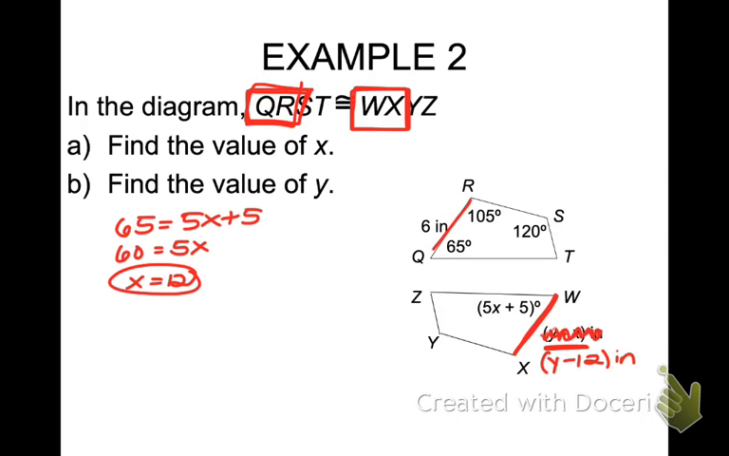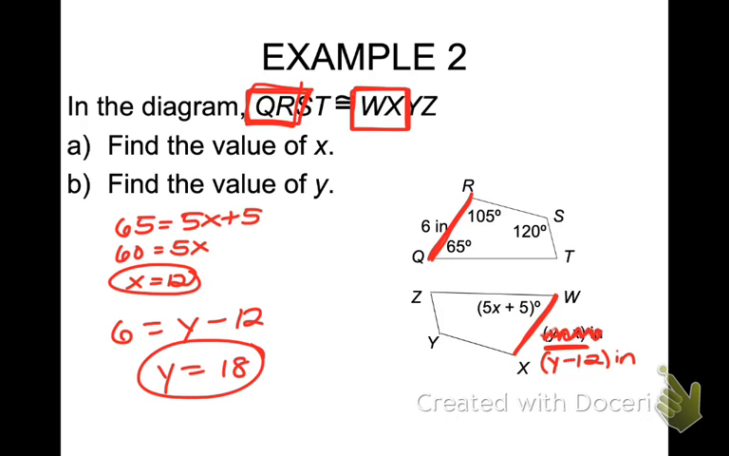So now look at our diagram. What's the length of QR? 6. Well, if those are congruent quadrilaterals, that means that those sides should be equal in length. So I'm going to set 6 equal to y minus 12, which adding 12 to 6 gets me my y to be 18. Okay, so corresponding parts of congruent figures will be equal. All right, this concludes your notes.